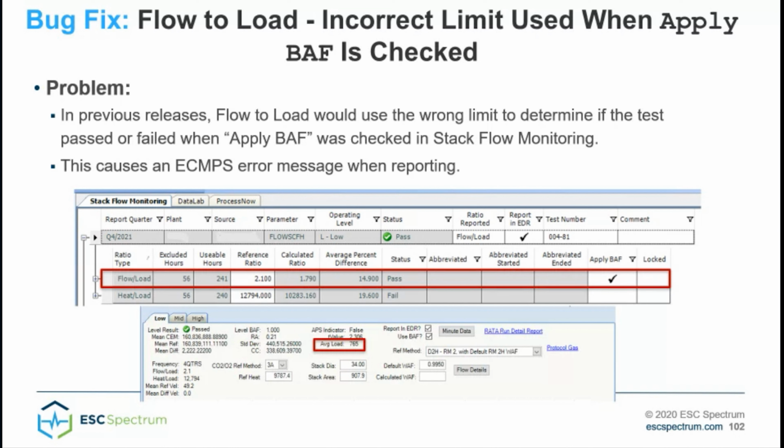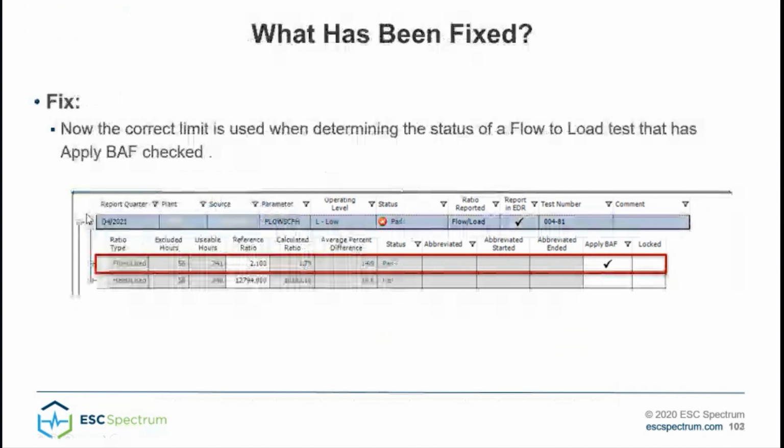So per the rule, when a normal load RADA is above 60 megawatts and apply BAF is checked, the limit for the average percent difference should actually be 10%, not 15. So in this case, it passed where it actually should have failed. We can see here nothing actually changed with this data, but with the fix in place, using the correct limit, the flow to load test failed.